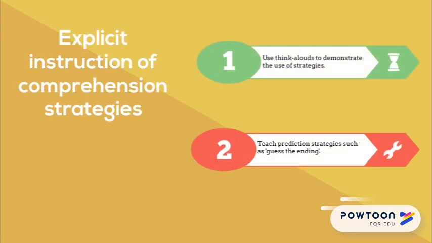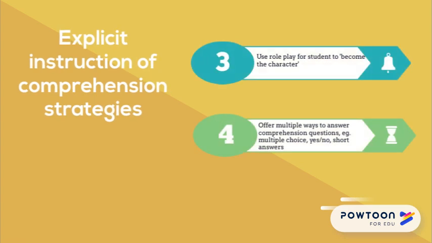Explicit instruction of comprehension strategies can include the use of think alouds to demonstrate and teach prediction strategies such as guess the ending. Additional comprehension instruction strategies can include the use of role play for students to become the character and offering multiple ways to answer comprehension questions.